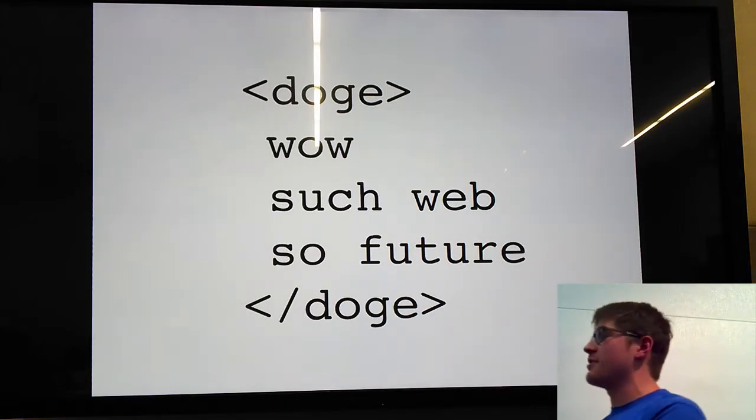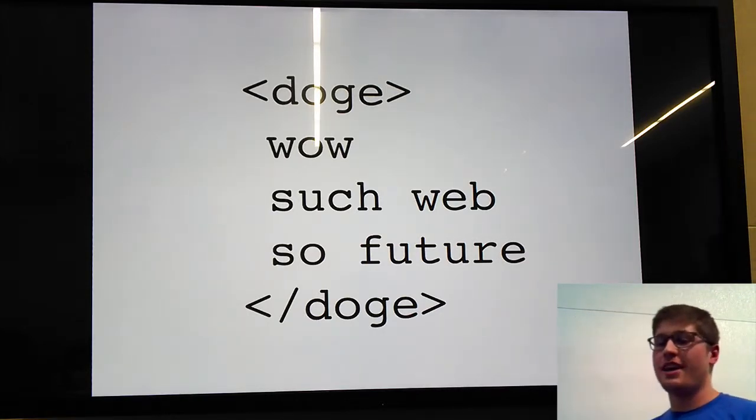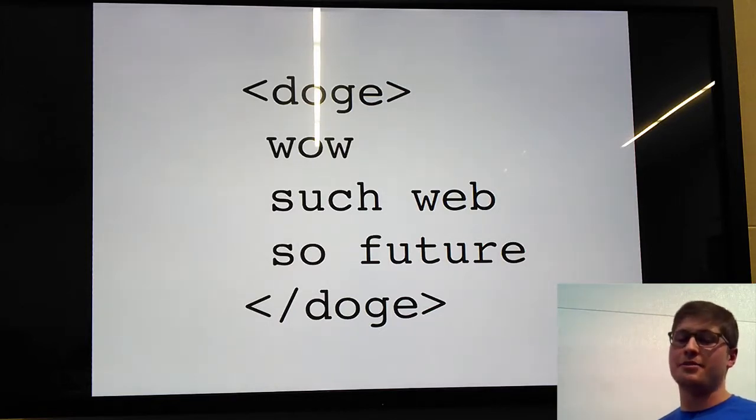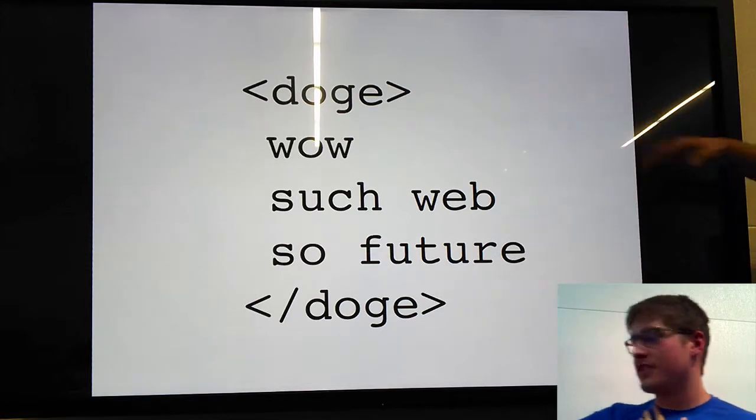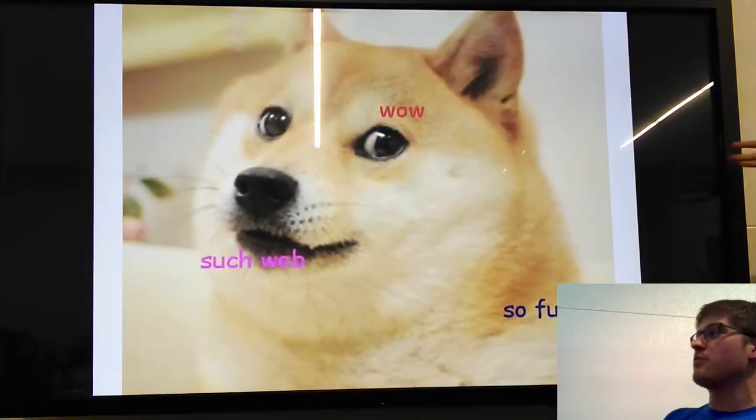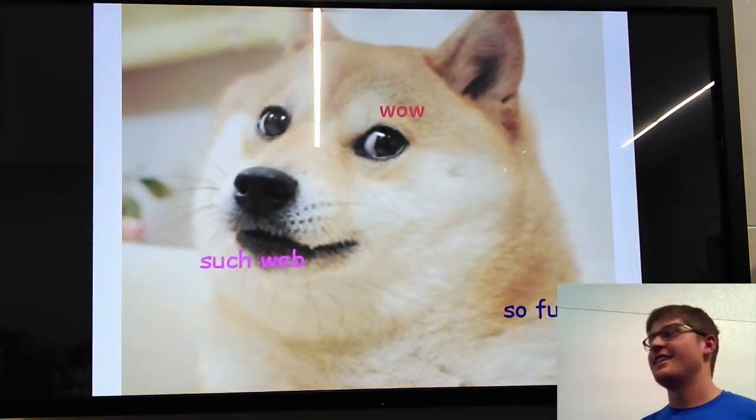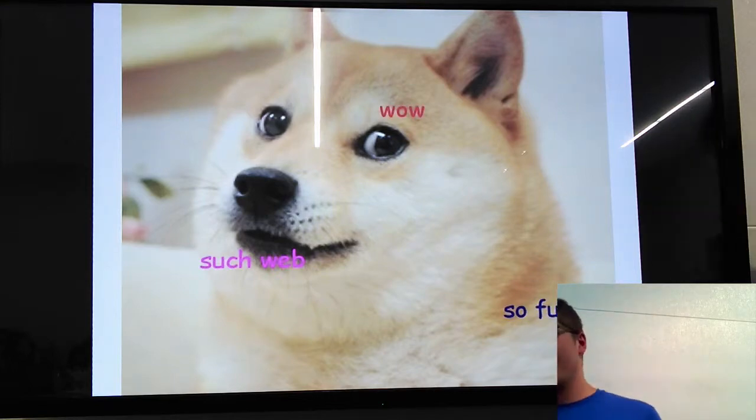Web components are custom HTML elements, right? So if I want to have this awesome custom HTML element that is a Doge element, and I can put stuff in there, and that is what would render on the page, right? That is what a web component is.